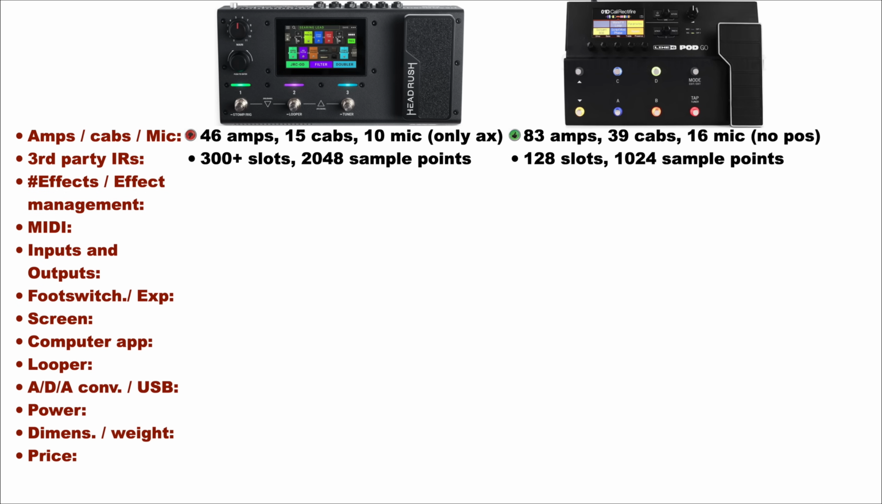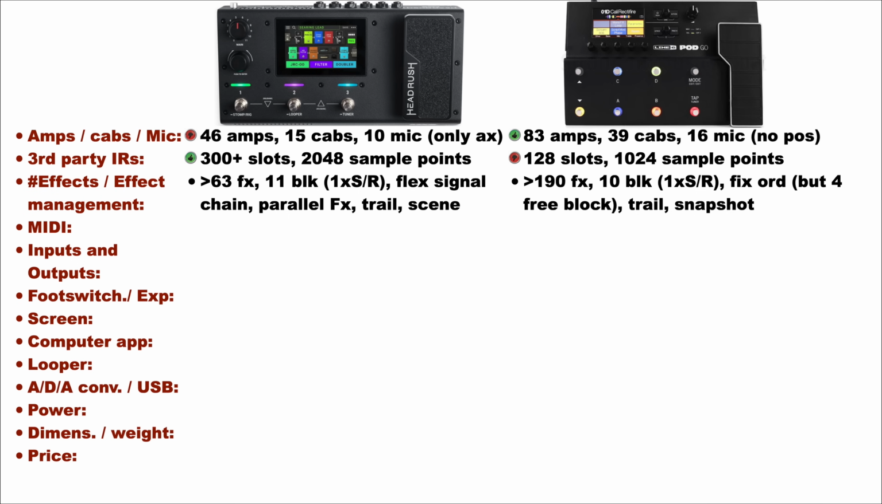As regards third-party IRs, we have 300 user slots in the MX5, and if I understood it well, you can even go beyond the 300 slots, and 128 slots in the PodGo. The MX5 can load IRs up to 2048 sample points, where the PodGo can reach 1024 sample points. Therefore, thumbs up to the MX5.